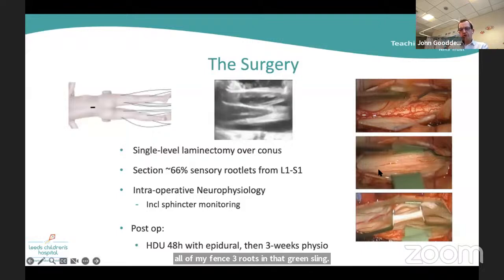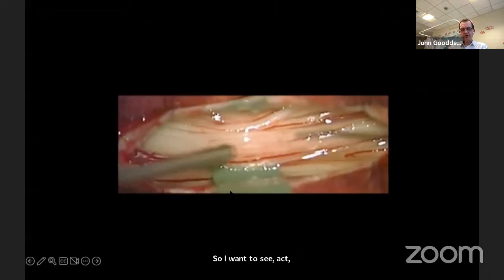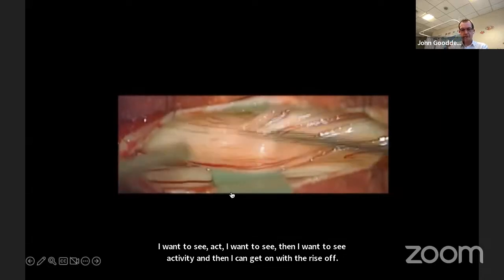I then irritate those nerve roots, just gently agitate them with my probe. And with free run EMG, I should see silence from the sensory nerve roots, and then go around the corner and irritate the motor nerve roots. If something is unplugged, I'll also see silence from the motor nerve roots. So I want to see silence, then I want to see activity, and then I can get on with the rhizotomy itself. And that is summarized now in this short bit of video clip.